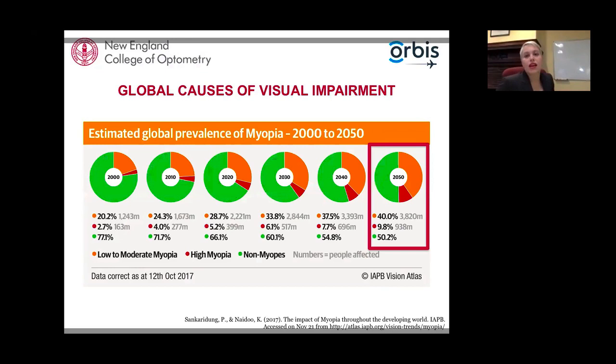So with these children here that are being identified early, and hopefully they're being identified early with myopia, it's not enough just to give them a pair of glasses, but eye care providers need to now start to take measures to slow the progression of refractive error in these children. So again, this is a great example of why we need to identify refractive error really early.